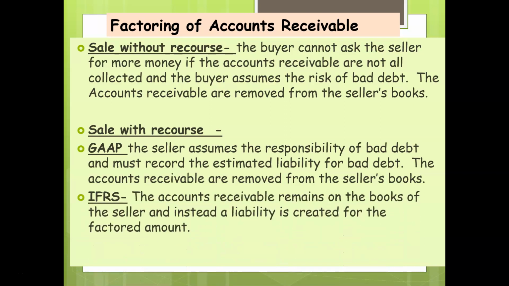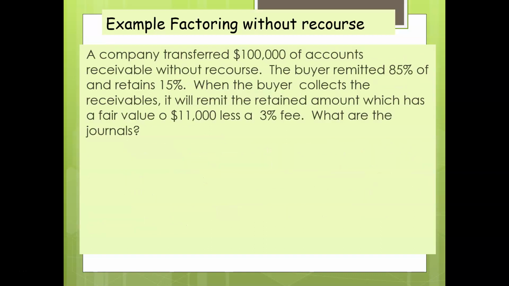Now, under the international standard, the accounts receivable remain on the books of the seller, and instead a liability is created for the factored amount. So that's how it works under the international standard. So let's take a look at an example.